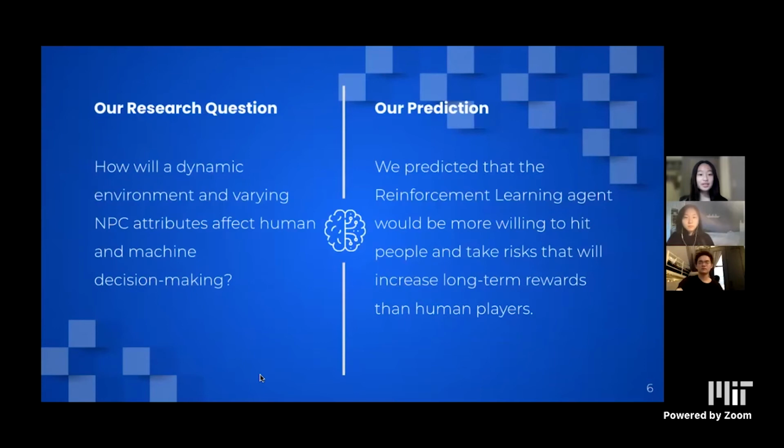Our research question asks, how will a dynamic environment and varying NPC attributes affect human and machine decision-making? We hypothesized that the RL agent would be more willing to hit people and take risks to increase long-term rewards over human player decisions. For example, an RL agent would rather go through fire or mud in order to run over a zombie or save a victim, rather than the human player, who would turn away and go do something else.